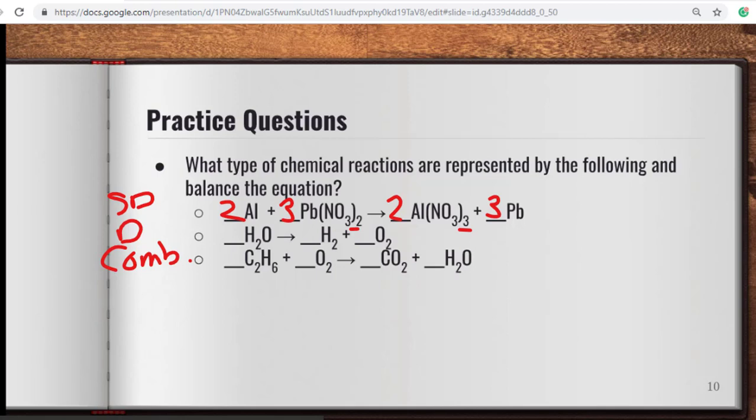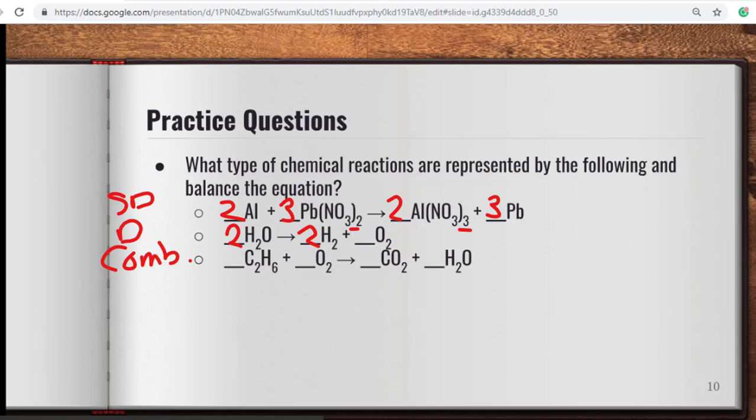Let's look at the next one. We have 2 hydrogens and 2 hydrogens. Well, that's nice. That balances out. But our oxygens don't. We have 2 oxygens on the right and 1 on the left. So let's put a 2 in front of H2O. Now, as a result of that, we changed the number of hydrogens. We now have 4 hydrogens on the left and 2 on the right. So let's put a 2 in front of this. And now our equation is completely balanced.